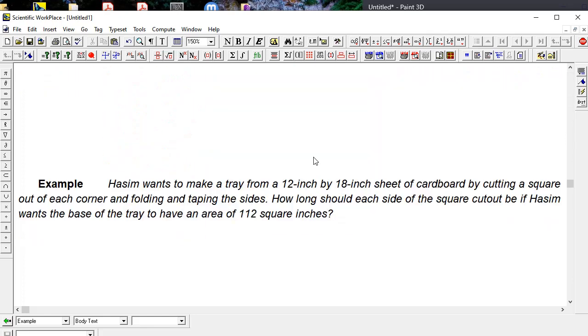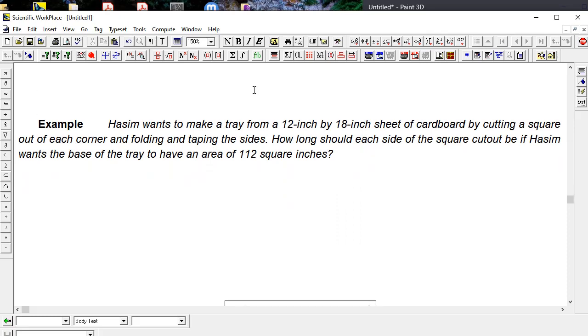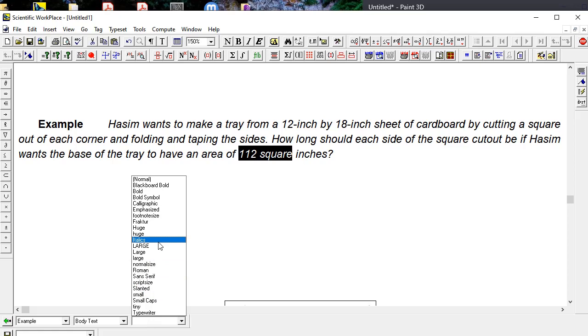Let me go for another example. I want to discuss this example. Hashim wants to make a tray from a 12-inch by 18-inch sheet of cardboard by cutting a square out of each corner and folding up the sides. How long should each side of the square cutout be if Hashim wants the base of the tray to have an area of 112 square inches? So this is the area.